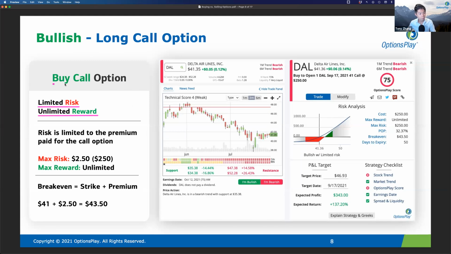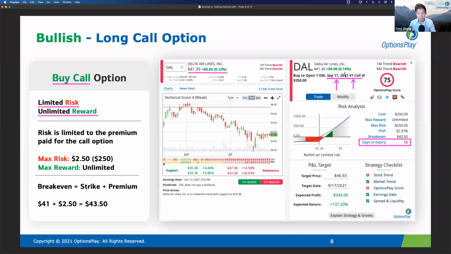Just to clarify, buying a call means that you have the right to purchase the stock at a specific price sometime in the future. I'm going to use Delta Airlines as an example, currently trading at $41.35. What I have here is the September 17th $41 call option. That translates to the buyer having the right to purchase Delta Airlines at $41 a share anytime on or before September 17th, which is about 50 days from expiration.